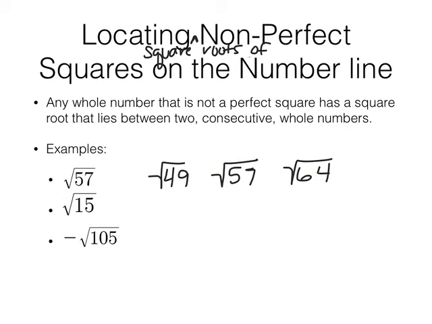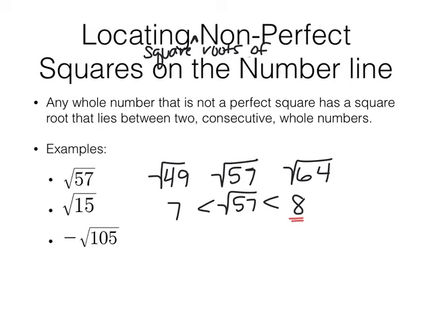And the square root of 49 is 7, and the square root of 64 is 8. So the square root of 57 is somewhere in between those two numbers. It is ever so slightly closer to 8 than it is to 7, because 57 is just a little bit closer to 64 than it is to 49.